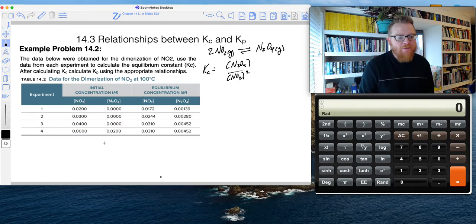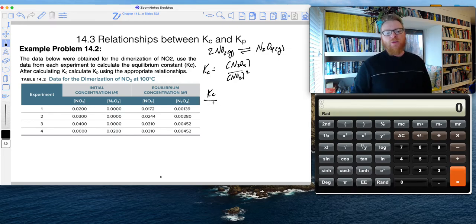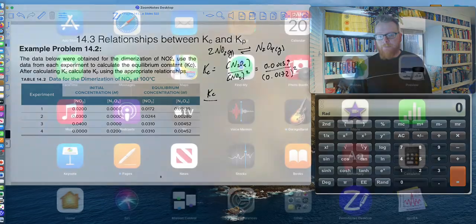And you notice here we've got several experiments that were done using molarity. So let's first calculate Kc. I'll write a new column right here, and we'll just do this twice. I'm not going to do this all 4 times because hopefully we see by now that all 4 of these should give me the same result. So for experiment number 1, that's going to be 0.00139 all divided by 0.0172 squared.